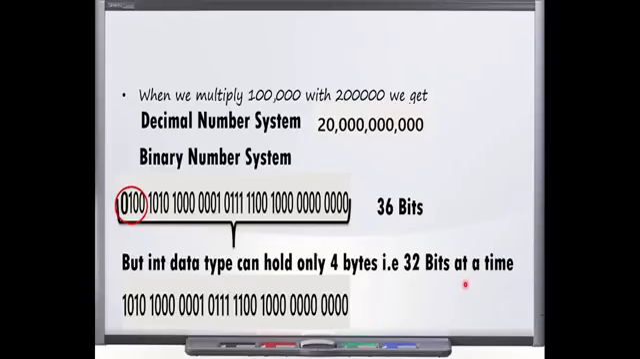So when we multiply 10,000 with 20,000, we get something like 20 into 10 raised to 9. In the binary system, if you find the binary equivalent of this, you will find something like this, which is 36 bits. But as we have already seen, the integer data type can only hold 4 bytes, that is 32 bits at a time. So the first 4 bits will be ignored, and the remaining 32 bits will be the part of the integer representation.